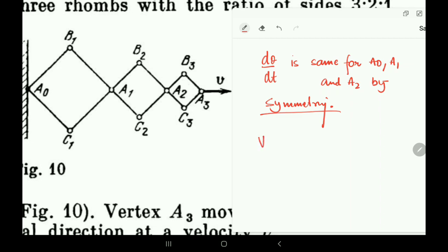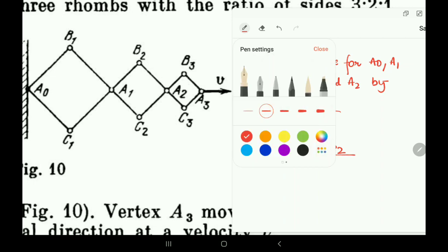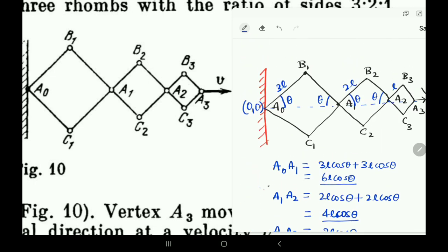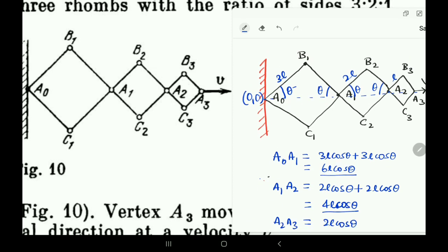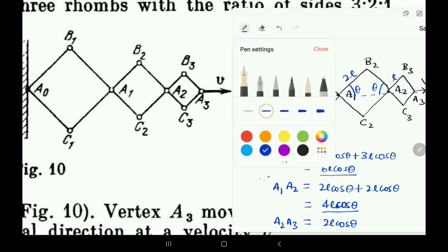As B1 A0 C1 is reducing, in the similar way B2 A1 C2 will reduce, and in similar manner B3 A2 C3 will reduce. Are you getting me or not? So a simple answer to the question is symmetrical framework. Alright, the symmetry has to be maintained. That's why d theta by dt for the A2 joint, A1 joint and A0 joint will be the same.